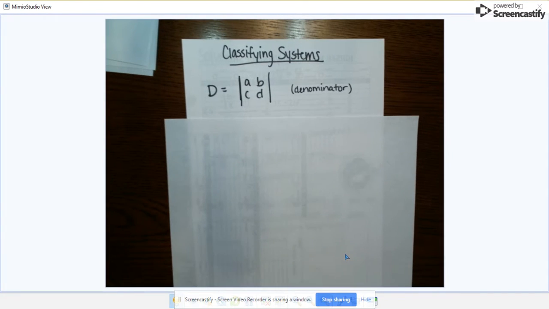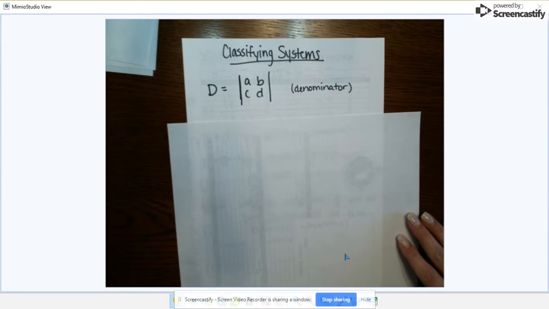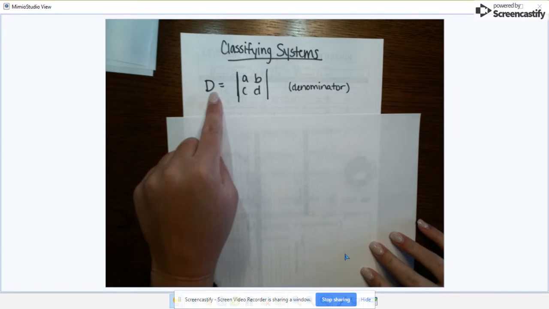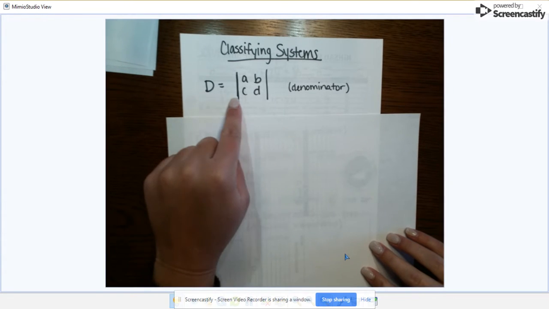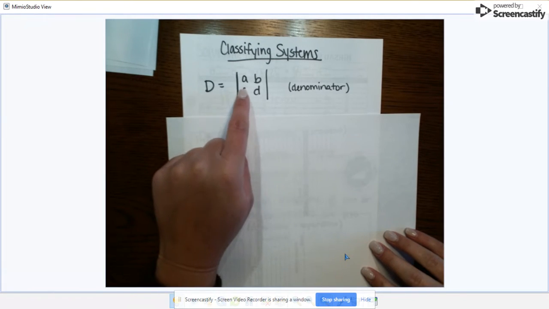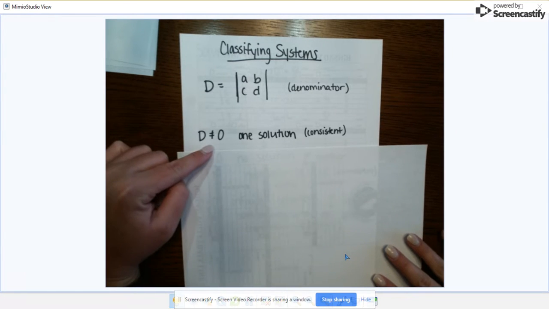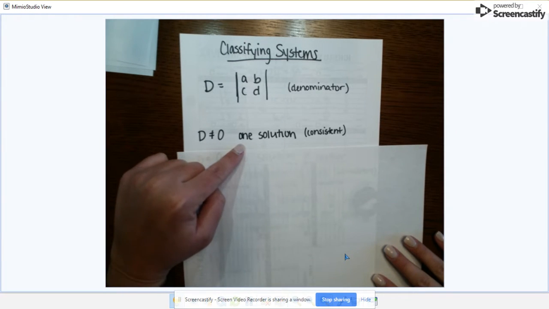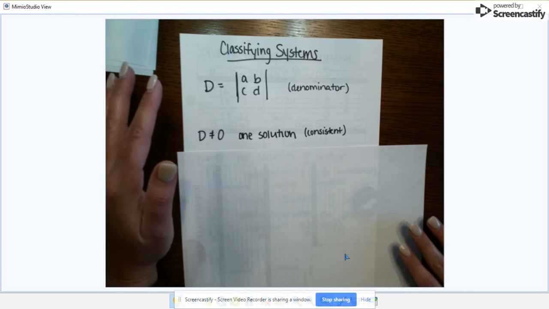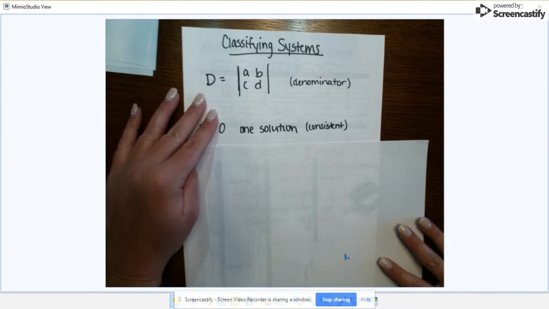And we can go ahead and classify our system based off of the denominator of each of those fractions that we've been dealing with. We use capital D for the determinant of our denominator, so that coefficient matrix. If that determinant does not equal 0, then we have exactly one solution. So if it's any number except for 0, we have one solution. We know we can find an answer.